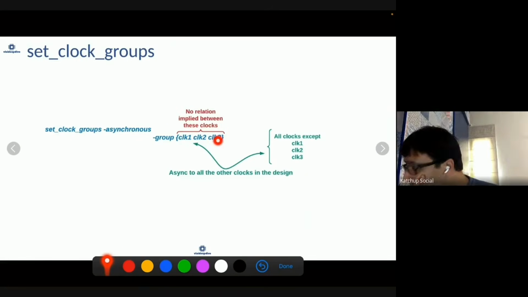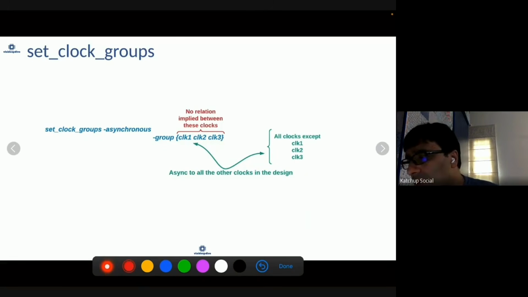But when you specify only one group, there is an exception to the rule that is followed. What this means is it's a special case: when you only specify one group, these clocks are async to all the other clocks in the design. So clock 1, clock 2, clock 3 are asynchronous to all the other clocks in the design.